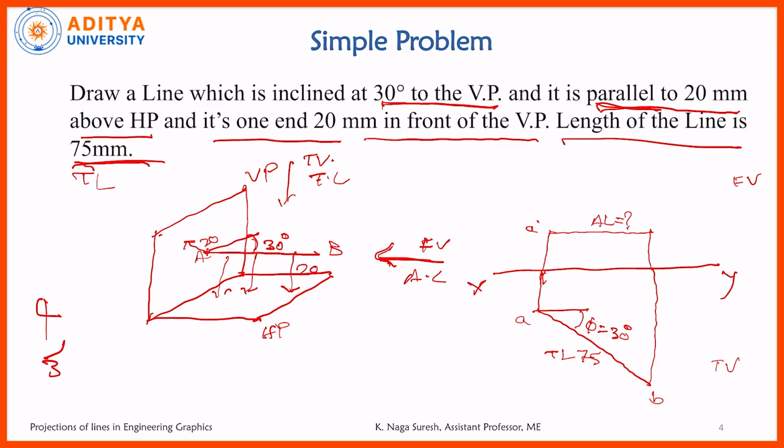This is the front view, and the apparent length we need to find out. So, this is A dash and this is B dash, and what is this distance? 20. And here, what is this distance? 20. So, this is the answer. How this diagram is drawn in AutoCAD, we will discuss now.